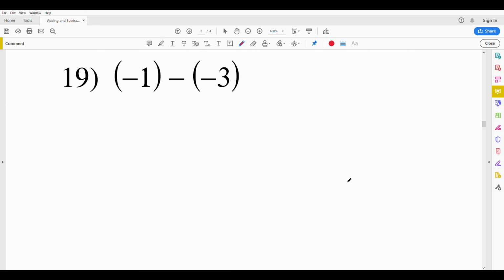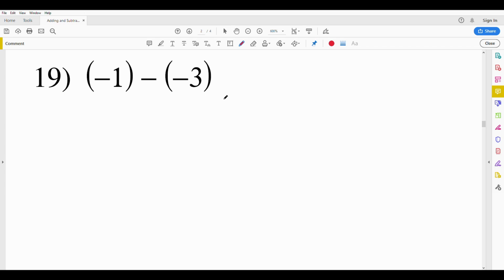In number 19, we have negative 1 minus a negative 3. Minus a negative is the same as adding a positive. So we can write this as negative 1 plus 3. Negative 1 plus 3. The 3 is a greater distance away from 0 than 1 is, or negative 1 is. Therefore, we're going to result in a positive number. Negative 1 plus 3 will be a positive 2.